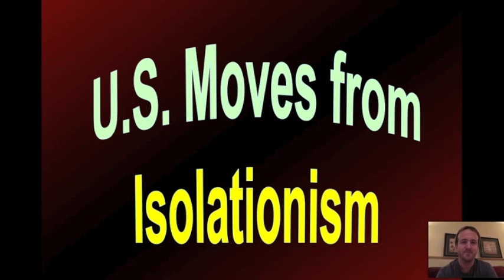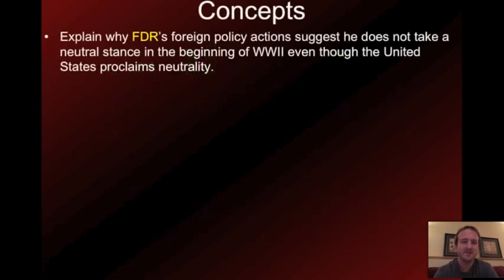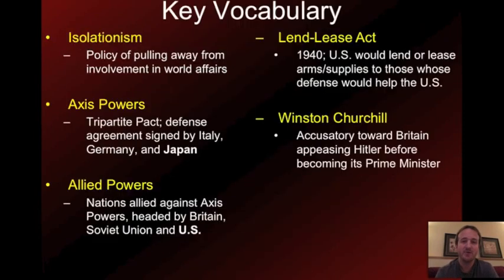Let's move on. U.S. moves from isolationism. Key concept for today: explain why FDR's foreign policy actions suggest he does not take a neutral stance in the beginning of World War II, even though the United States proclaims neutrality. Key vocabulary for today, everything is new with the exception of isolationism. That takes us back to the end of World War I. Look at that before moving forward.